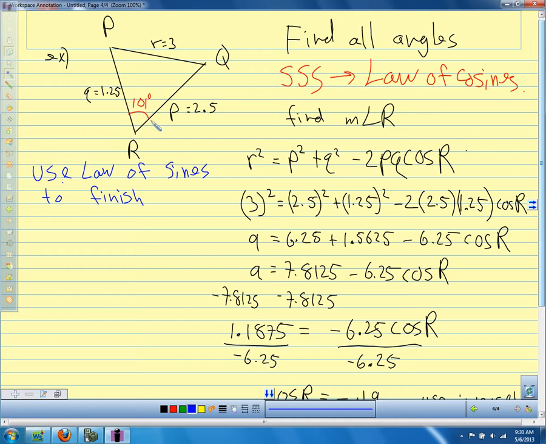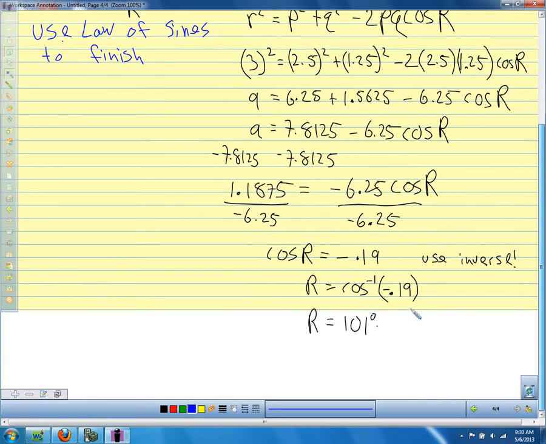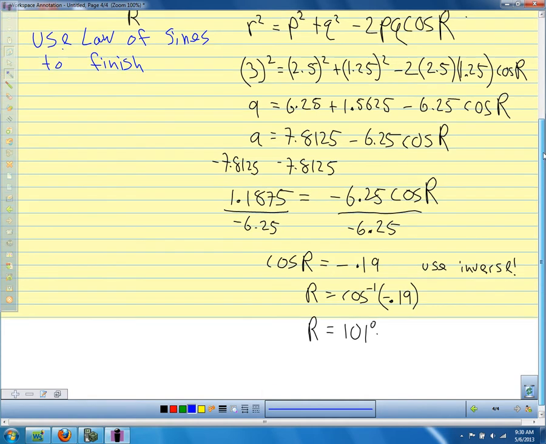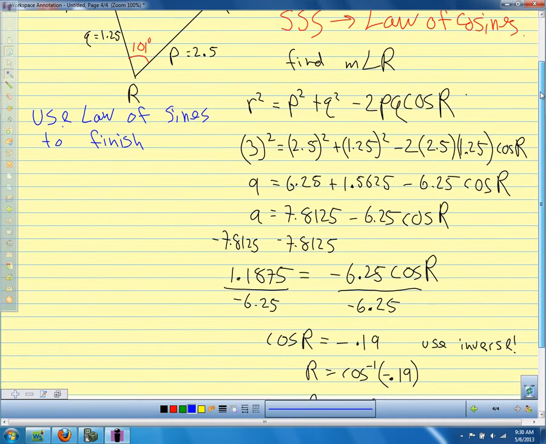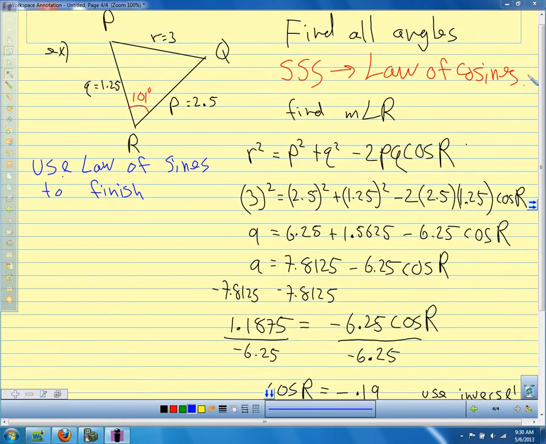Yeah, Preston. How did you get 101? Inverse cosine of negative 0.19. Make sure you put a negative in there. Okay, got it? All right.